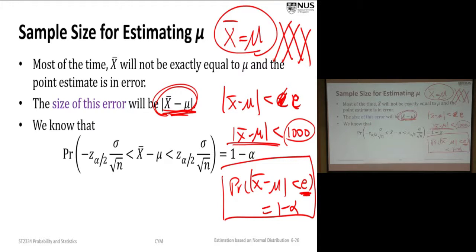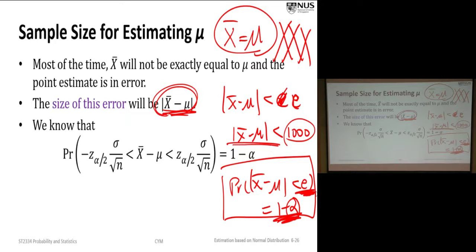But I'm only saying that the margin of error, or the size of the error, will be less than 1 with certain probability. Of course, I want this probability to be reasonably large. So that's why I set 1 minus alpha, or 95%, for example. All right? So basically, this one is given to you, this one is given to you, and you have to figure out the sample size.